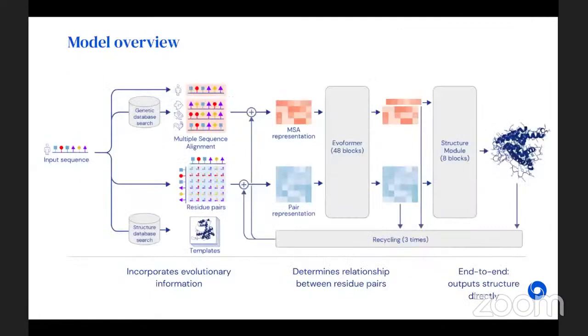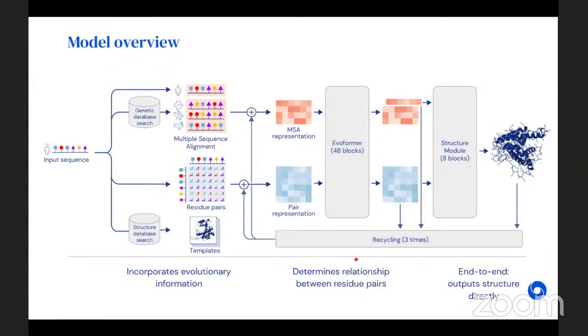Cool. Let's move on. So this is the overview of the model. We have 3 stages. The first one is the embedding stage, where we incorporate the evolutionary information. This is the genetic database search I mentioned. You make a multiple sequence alignment. You also make the residue pairs, which I will talk about on the next slide. And we have something called templates, which is basically similar enough proteins for which we know the structure, but I will not talk about that.